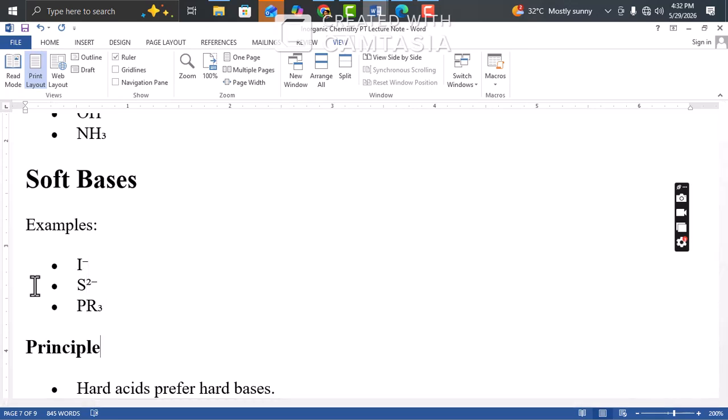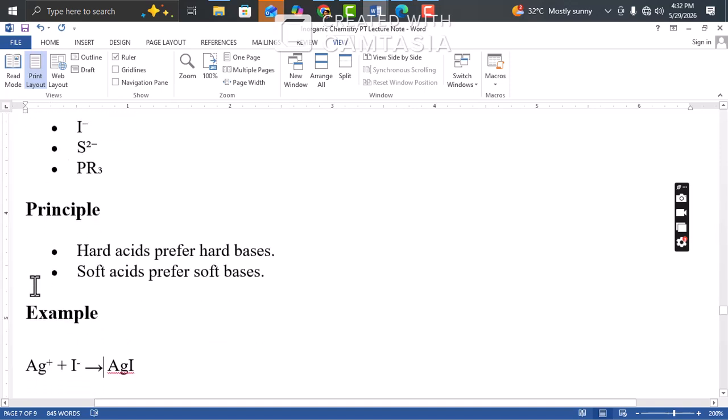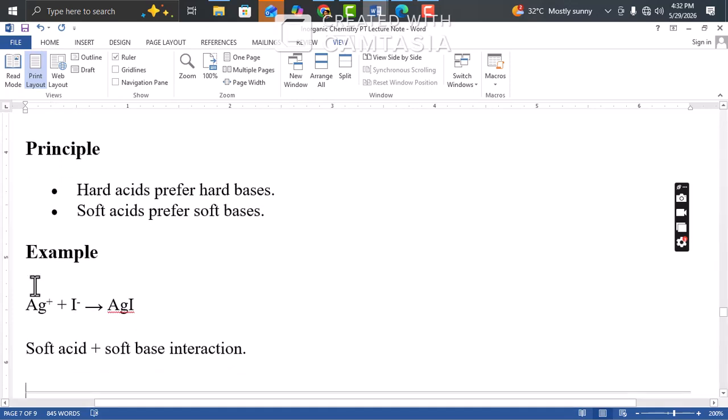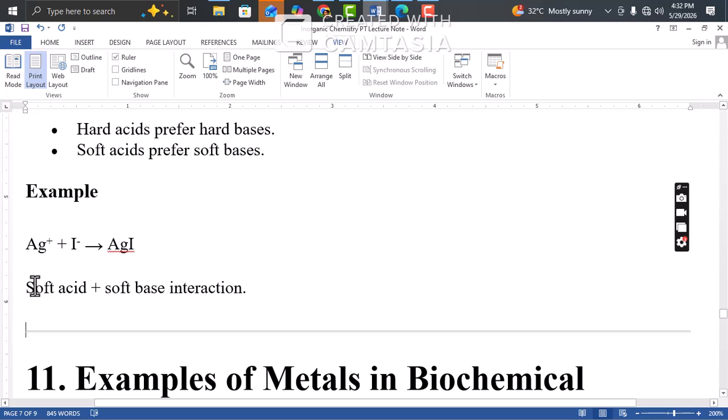Okay, so what's the principle? Like I said earlier, hard acids prefer to combine with hard bases, while soft acids prefer to combine with soft bases. So that's the HSAB concept. That's the principle. Okay, so you can see examples: soft acid and soft base. These will prefer to combine.